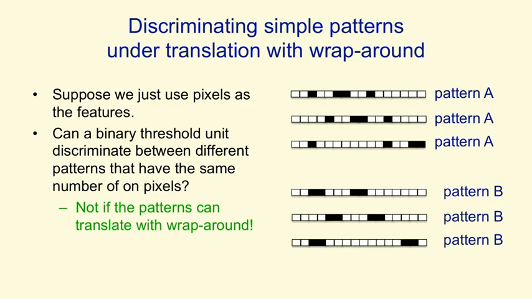And pattern B also has 4 pixels, but in a different arrangement. And in the third example of pattern B, it's been translated with wraparound, so that's still an example of pattern B. And for 2 sets of patterns like that, a binary threshold unit cannot learn to discriminate them. And here's the proof.